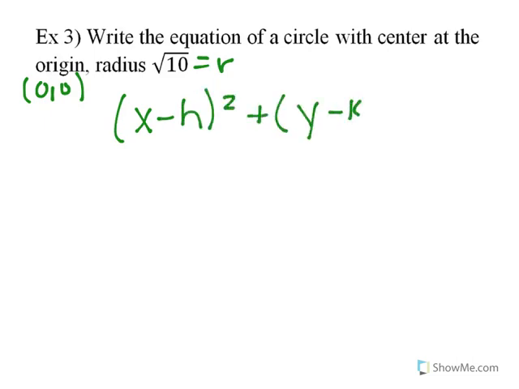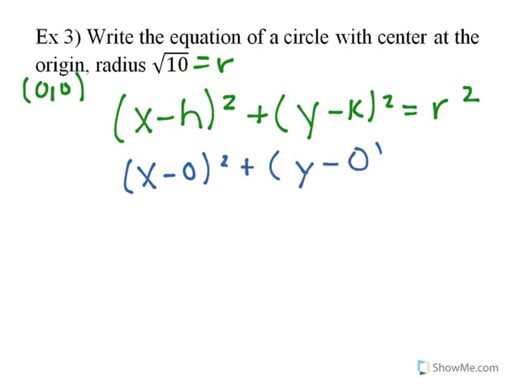Example 3. So write the equation of a circle with the center at the origin. And we always say, what is the origin? What point is that? And a lot of you always tell me that is (0, 0). And our radius is the square root of 10. So again, they're giving me everything. We're just going to plug it into our formula, (x - h) squared plus (y - k) squared equals r squared. Now if h and k are both 0, I'll write it out, though we really don't have to. And then our r squared will be the square root of 10, squared.